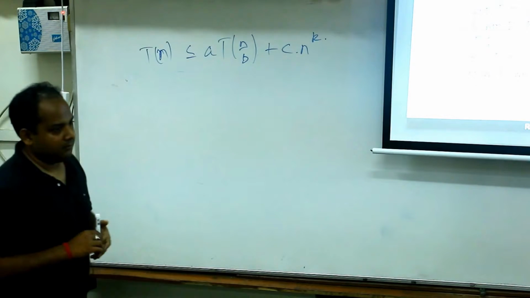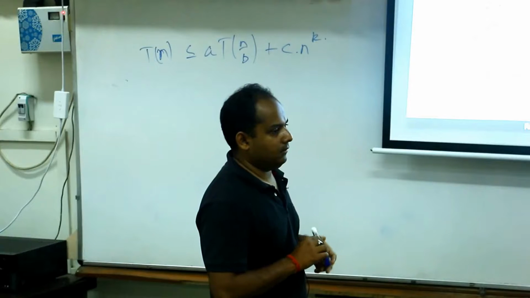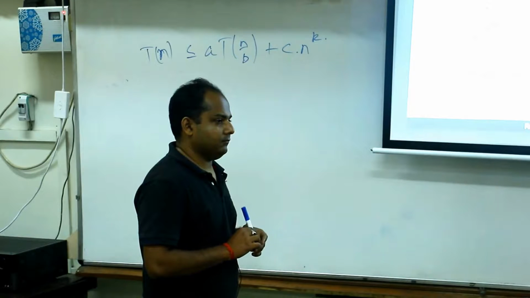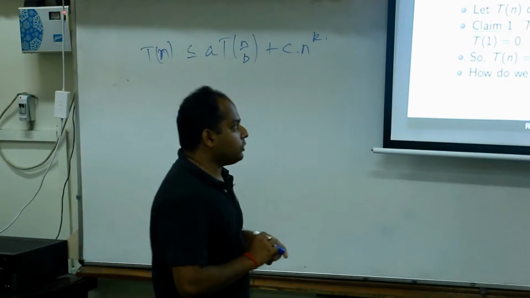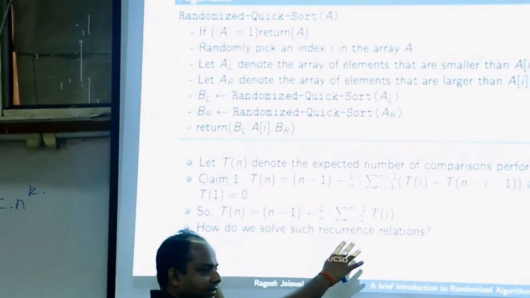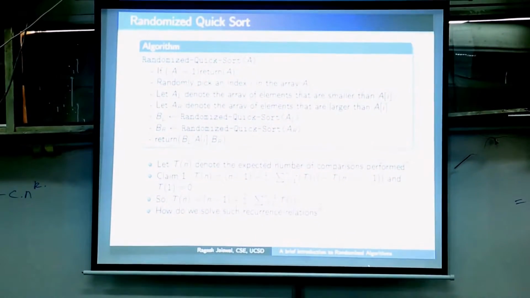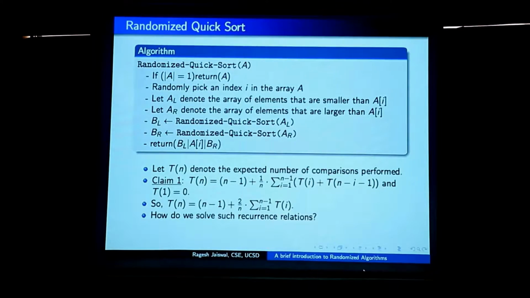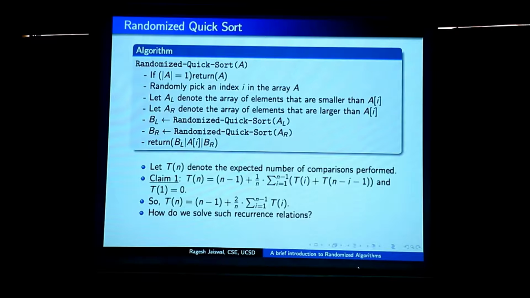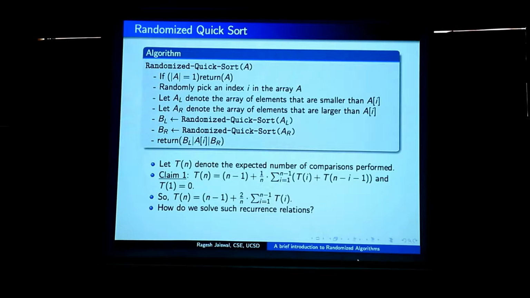T of I is nothing but the expected number of comparisons. Right now we are in the domain of solving recurrences. Forget about randomized analysis. This is a recurrence, nothing to do with randomized analysis anymore. It's a simple mathematical question. How do you solve this recurrence? I want to get a closed form expression for T of n. What is the technique that you use if your recurrence becomes very messy like this? You remember the guess and check?